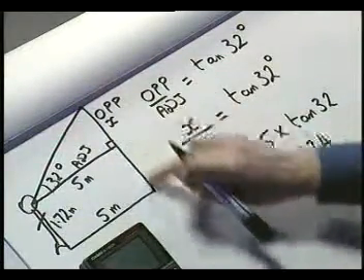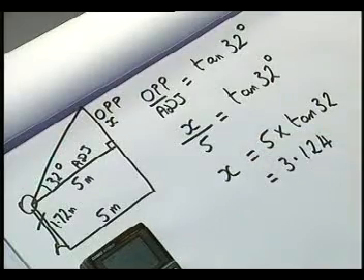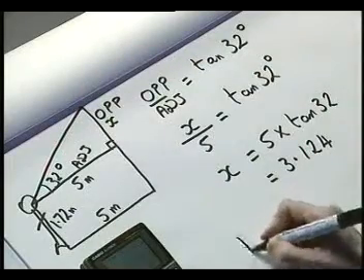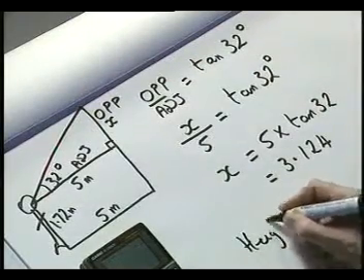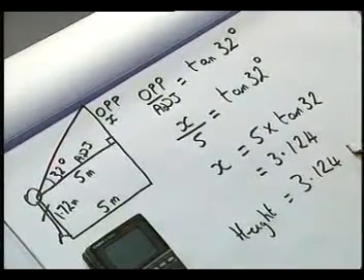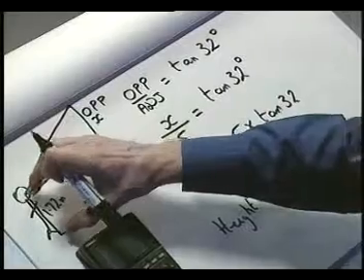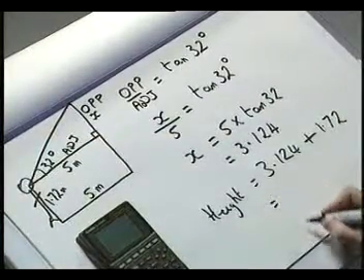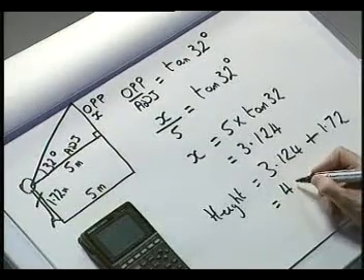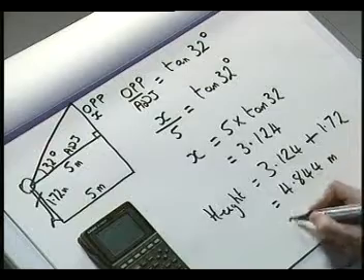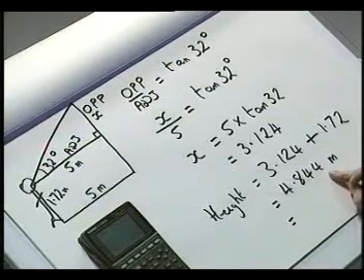The answer to my question, how high is this tower, we haven't quite got yet. And the reason we haven't got it is we've only got this length here. And so the height of the tower we can find by adding on the height of our eye above ground level. And so that gives us 4.844 metres.